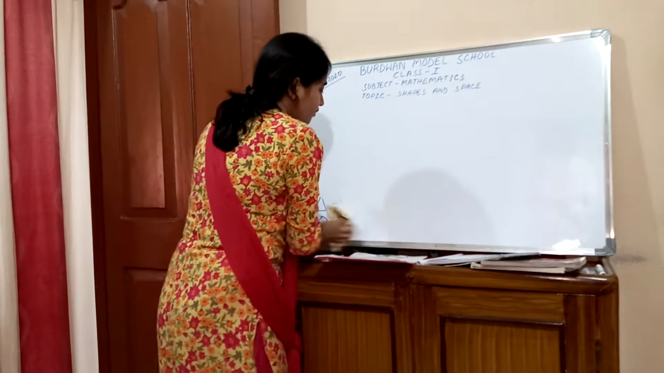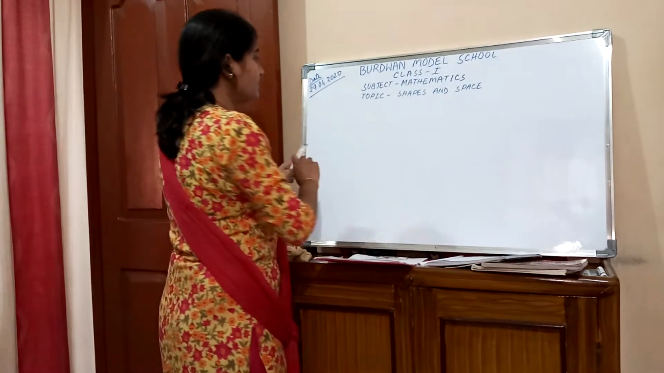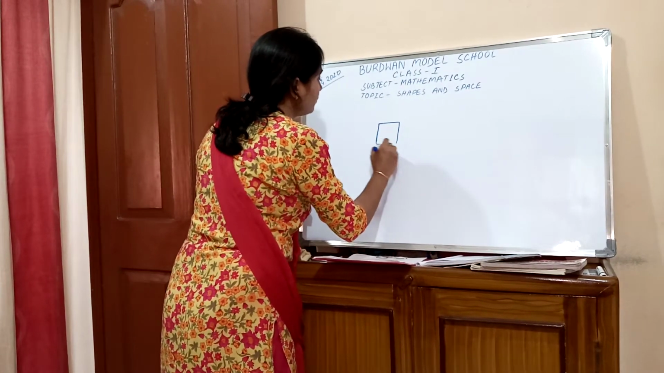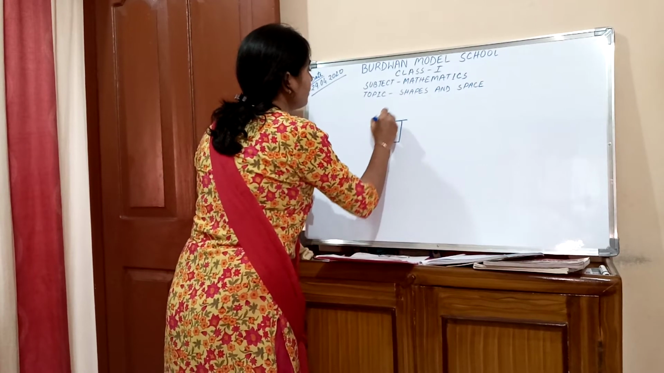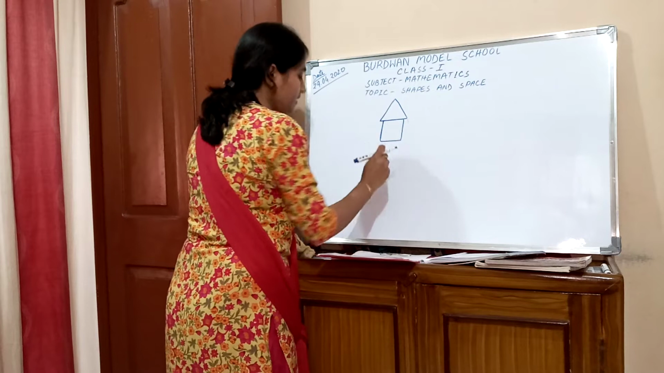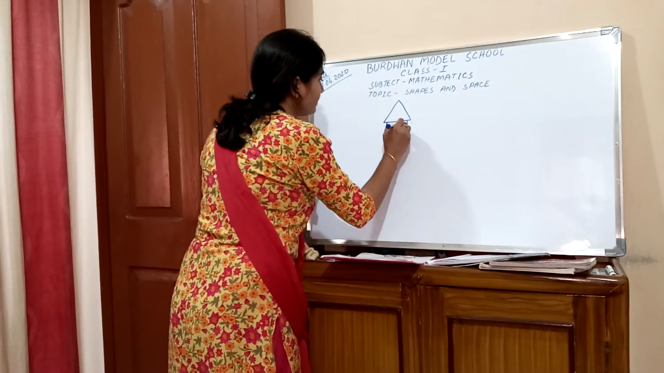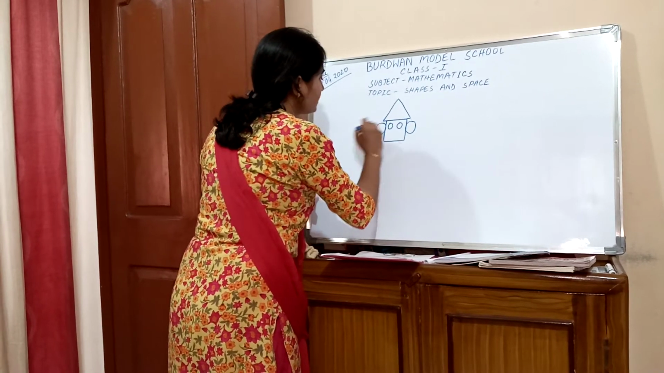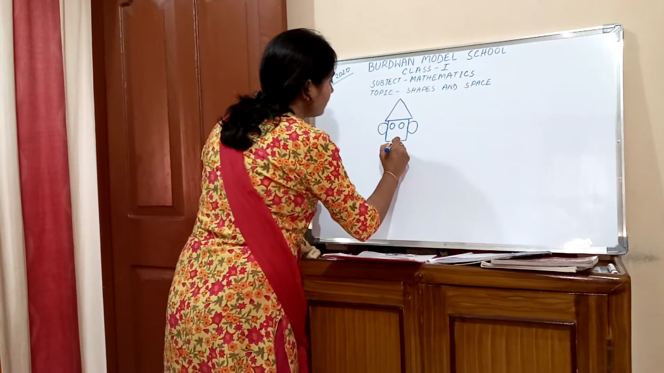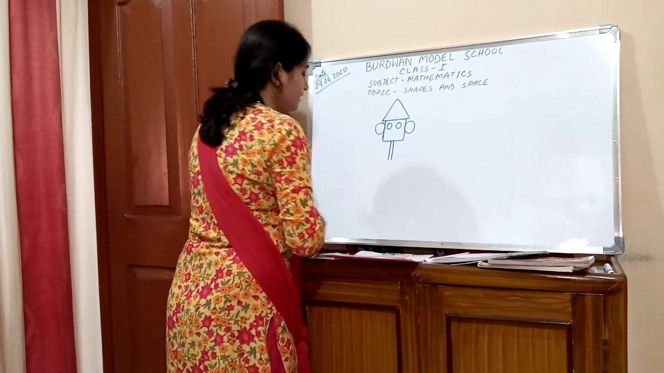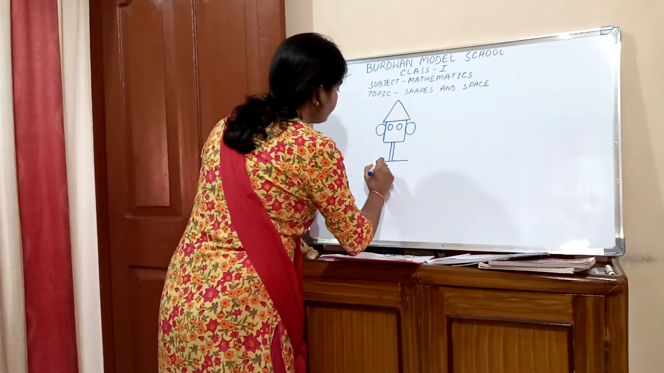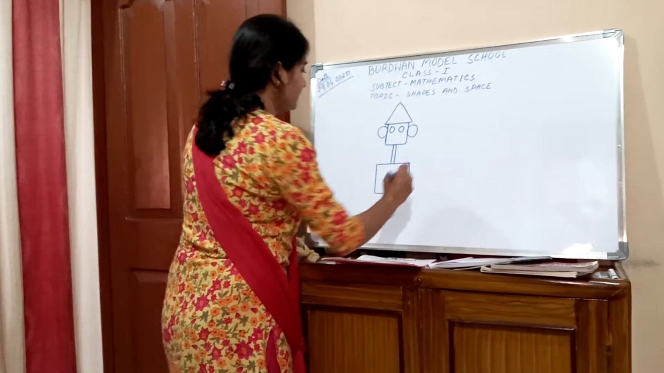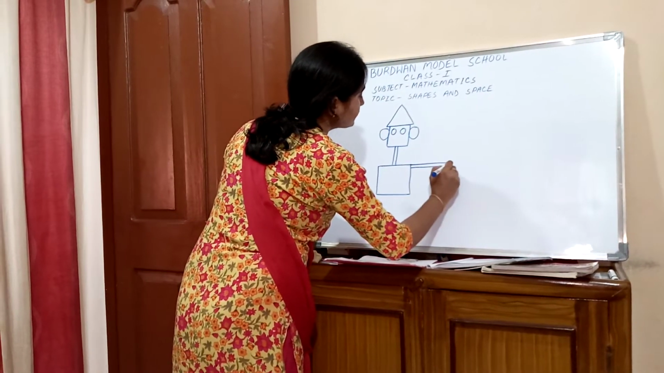Please children, follow me. Draw this figure. Draw a square and then draw a triangle above the square, and inside the square draw 2 circles, and over here also draw another 2 circles, and then draw a rectangle over here, and then draw a little bit big square and draw another rectangle.